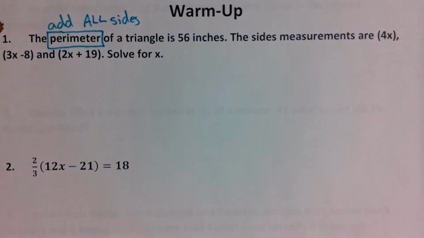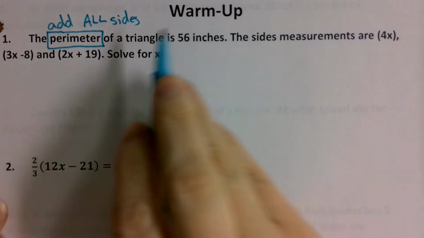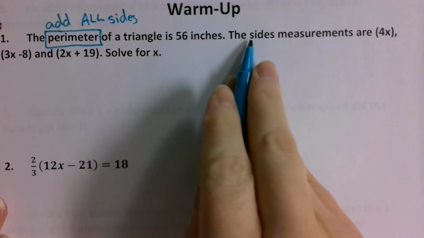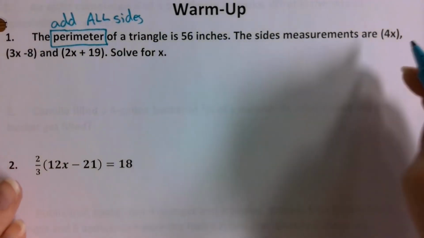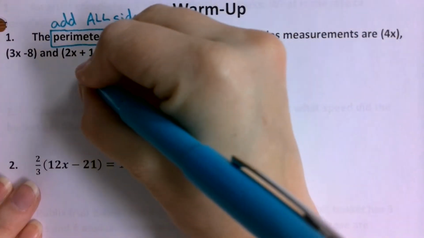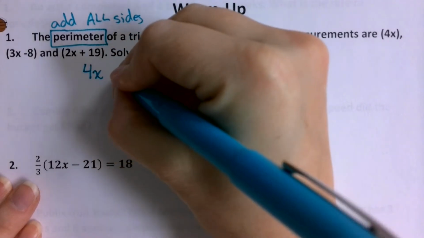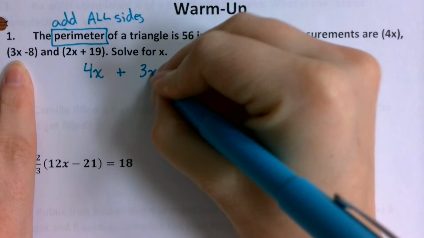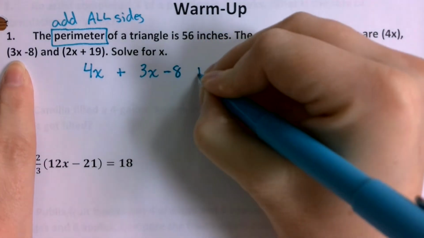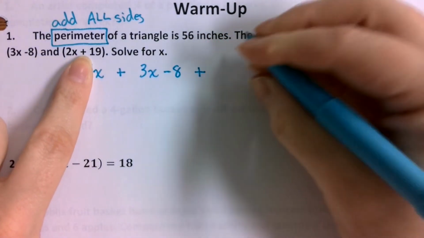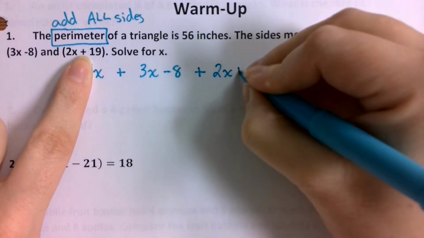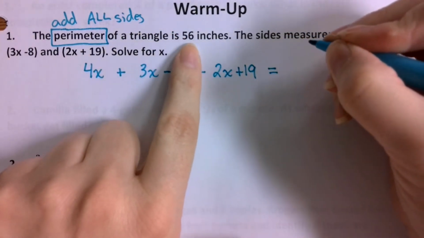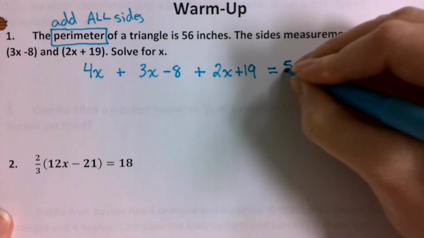Okay, now it's a triangle, and they're already telling us what the perimeter is. So if we add all the sides, it's going to be equal to 56. So taking each one of these sides, that's 4x. We're going to add it with the second side, which was 3x minus 8. And then we're going to add it with the third side, which was 2x plus 19. All of that added together is going to equal the perimeter which was 56.